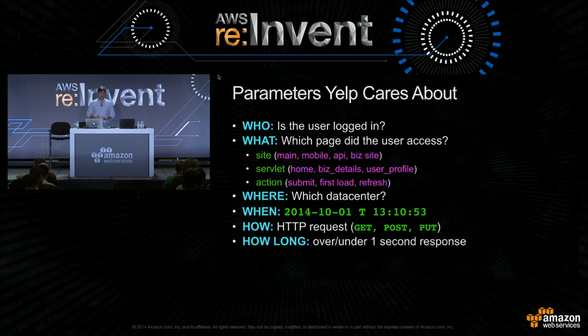You might wonder, what are these parameters, you say? What does Yelp care about? And I have been entrusted with telling you that we are interested in, is the user logged in or not? What page did the user access? Which is split into three things: site, servlet, action. So whether it's our main website or our website for business owners. Which data center? East Coast, West Coast, Best Coast, some other coast. When did this happen, of course? And how did it happen? Was it get, post, put?